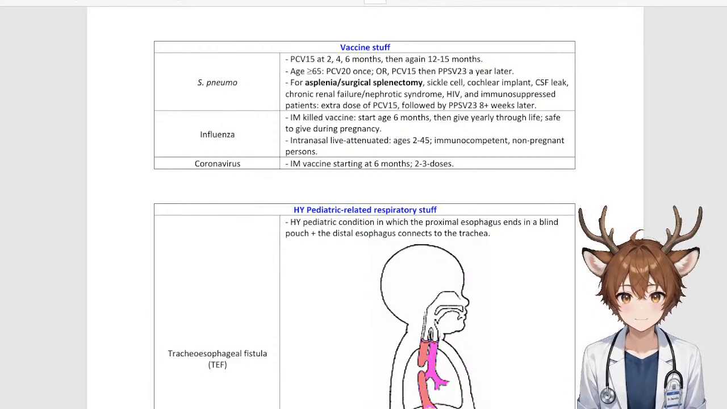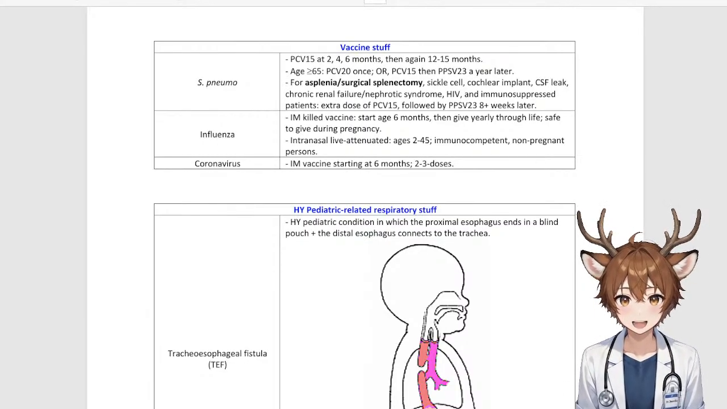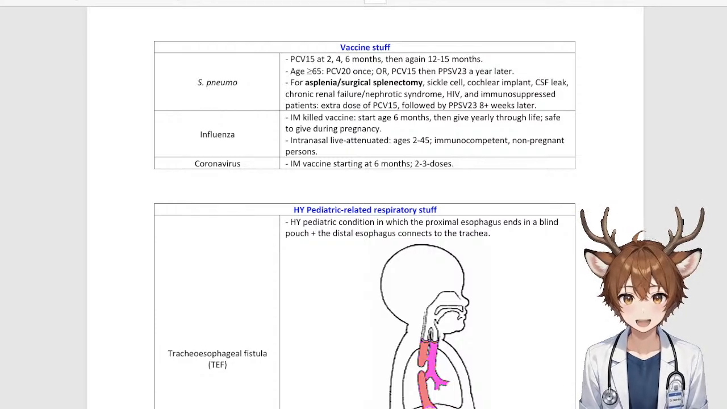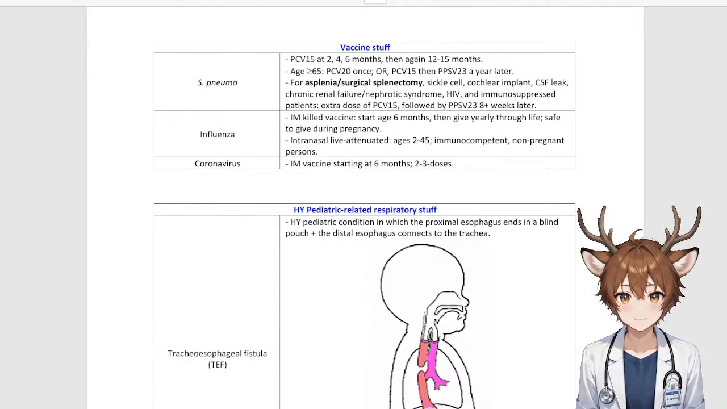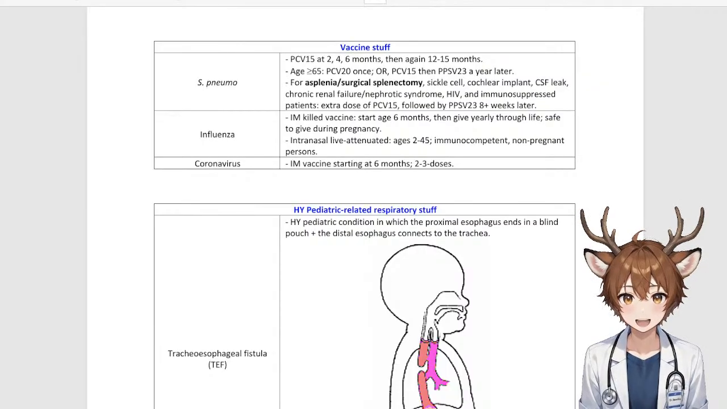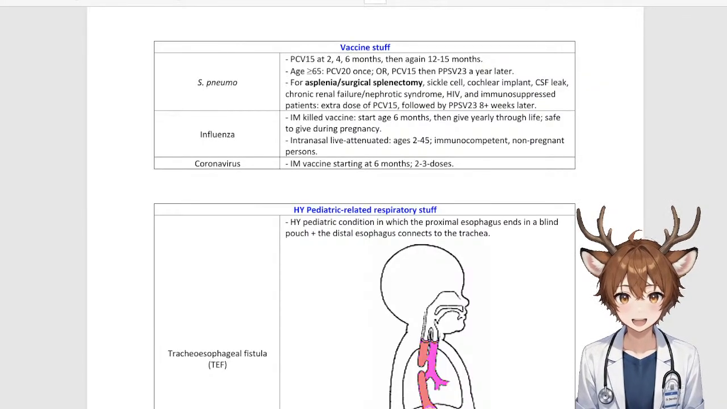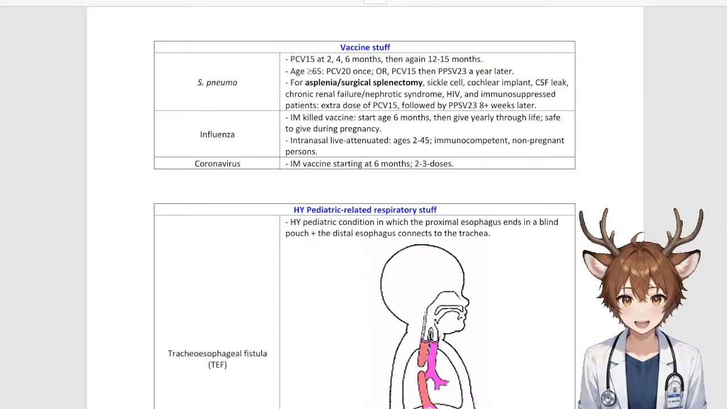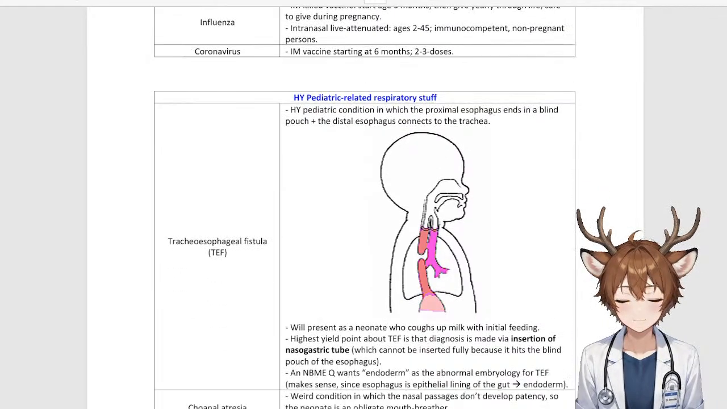Influenza. Intramuscular killed vaccine, started age 6 months, then give yearly throughout life, safe to give during pregnancy. Intranasal, live attenuated, ages 2 to 45, immunocompetent, non-pregnant persons. Coronavirus, intramuscular vaccine starting at 6 months, 2 to 3 doses.